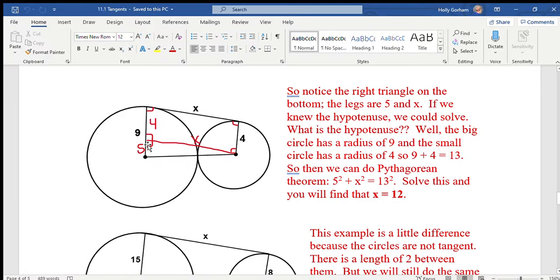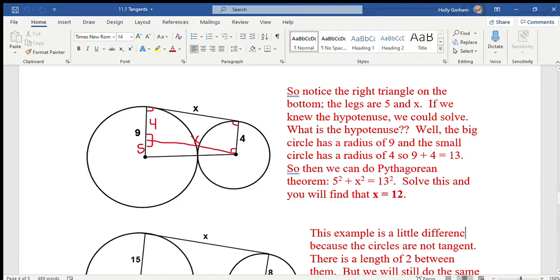Now this right triangle, if we knew the hypotenuse, we'd be able to use the Pythagorean theorem and find x. Think about the fact that the radius of this circle is 9, which means even right here at the bottom, this radius is 9. And if the radius over in the right circle is 4, then this radius is also 4. Since they are touching each other, 9 plus 4 equals 13. So we can set up the Pythagorean theorem: 5 squared plus x squared equals 13 squared, or you may know that it's a 5, 12, 13 triangle, so x is equal to 12.